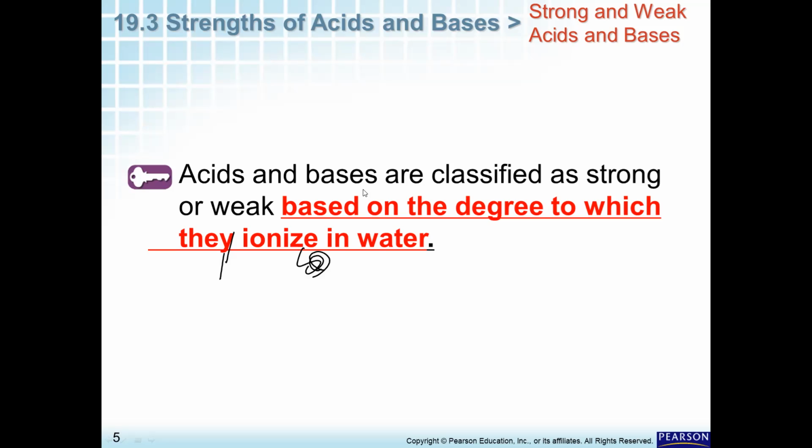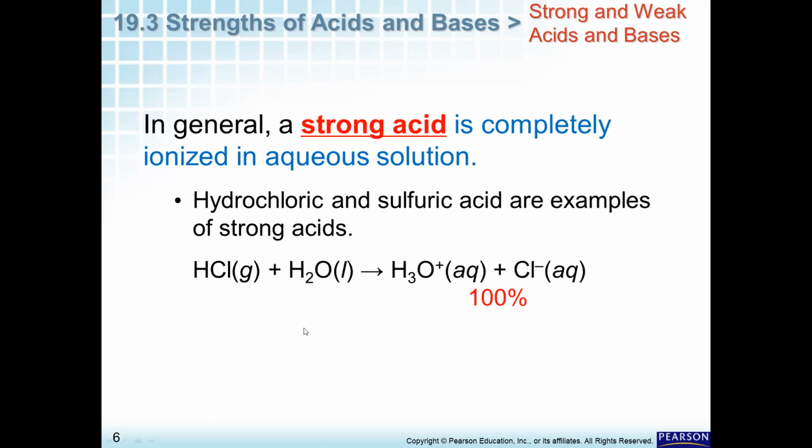Anyway, so we're talking about based on the degree at which they are ionized in water. If you consider hydrochloric acid, which is HCl, when you put it in water, all the acid that you put in there, 100% of that, will be ionized into H plus and Cl minus. Of course, H plus is going to show as H3O plus, which is the hydronium ion. That's something we talked about. So strong acids are completely ionized, and weak acids will be partially ionized.